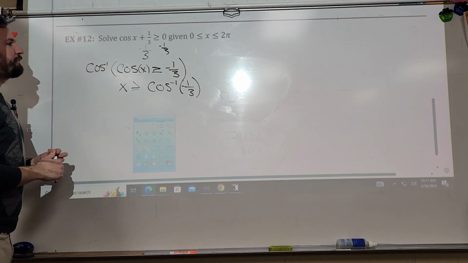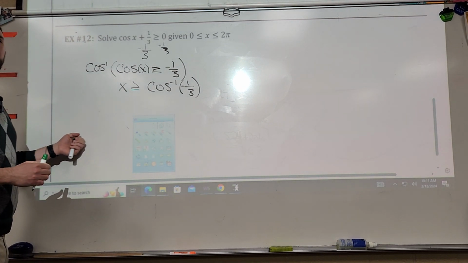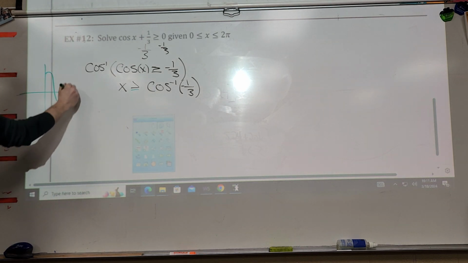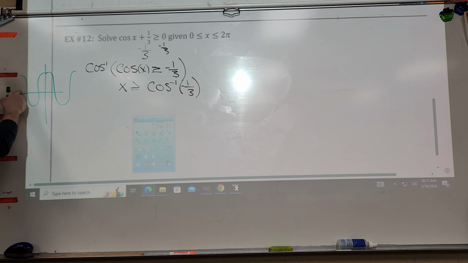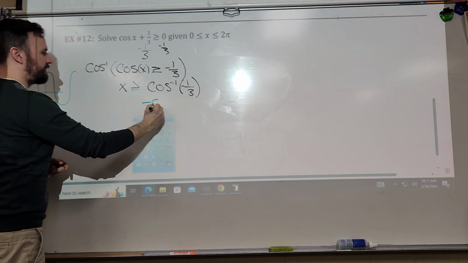All right. Now think about this. Don't I need two answers for this though? With cosine, what's true about this function? It's even. So it means if positive is the solution, so is negative.